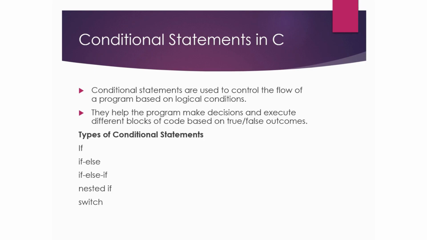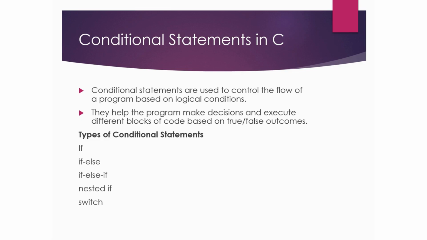Then coming to conditional statements in C. Conditional statements are used to control the flow of a program based on logical conditions. They help the program make decisions and execute different blocks of code based on true and false outcomes. So we have the types of conditional statements like if, if else, else if, nested if, and switch. And each type has different functions.